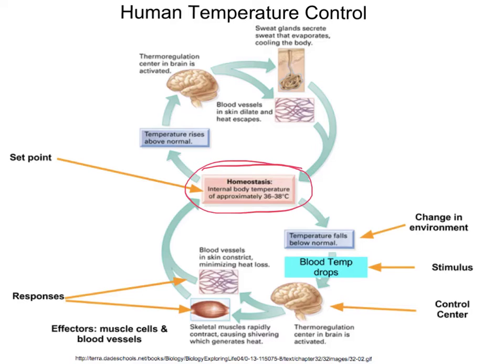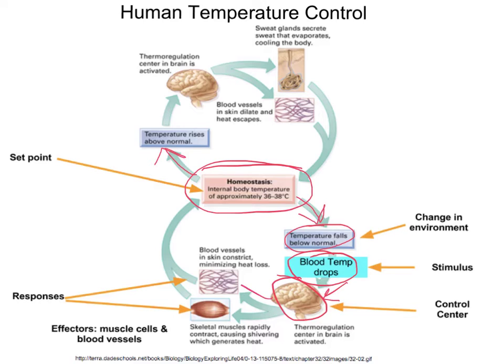Of course, some corrective measures can be taken if our temperature goes below that set point, and different measures will take place if our temperature goes above. So if we start at the temperature dropping, let's say it gets cold outside, that will lower our blood temperature. This stimulus, the dropping blood temperature, is going to be detected by our control center, which is a part in the brain that's going to detect this temperature change.